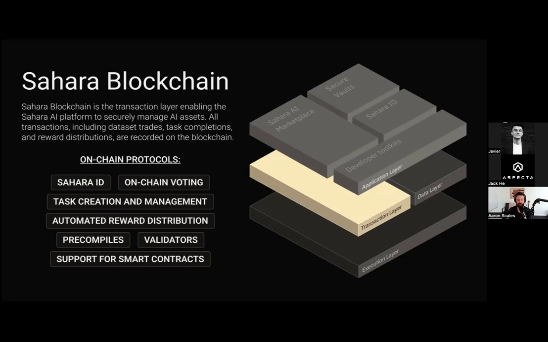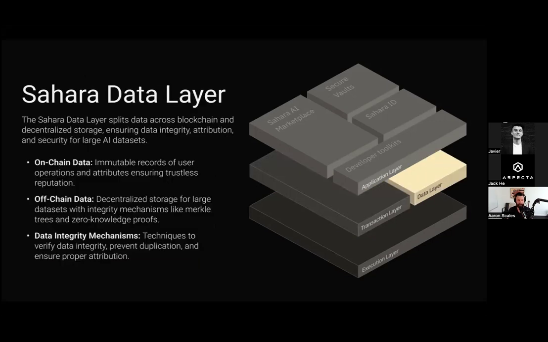Precompiles refers to some tweaks that we plan to make to our blockchain to make it even more efficient for doing AI operations. And then there's also some fundamentals on the blockchain, such as the ability to participate as a validator with staking, and also support for Ethereum and Ethereum compatibility and Solidity smart contracts.